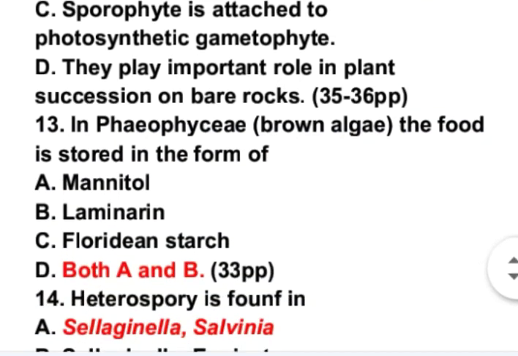Next is, in Phaeophyceae, that is brown algae, the food is stored in the form of. Options are mannitol, laminarin, Floridean starch, both A and B. In brown algae or the Phaeophyceae, the food is stored in the form of mannitol and laminarin. Therefore, option D is correct.